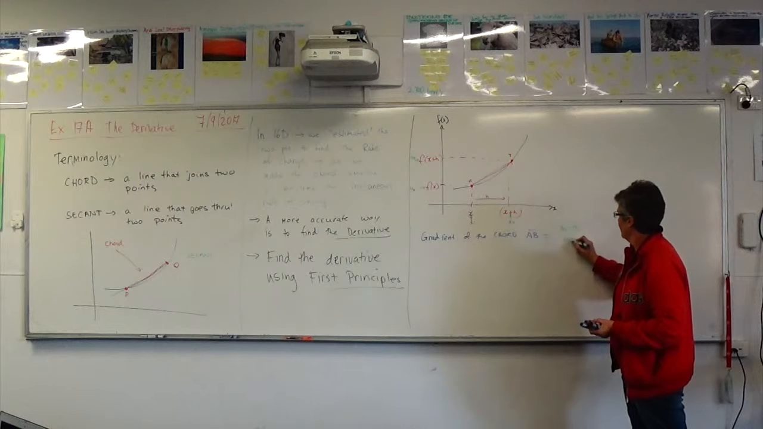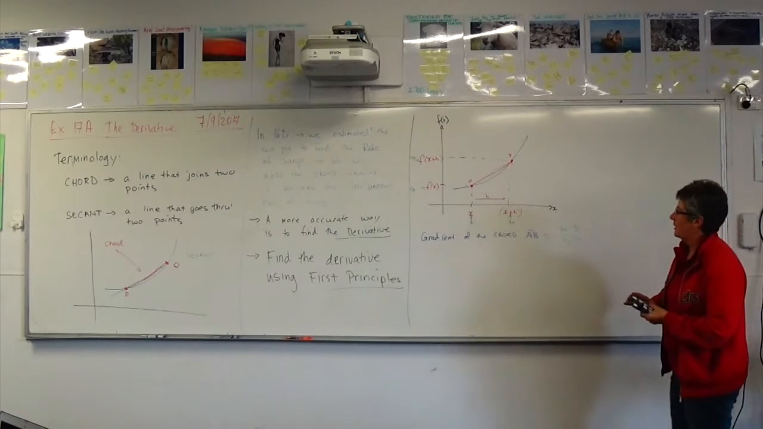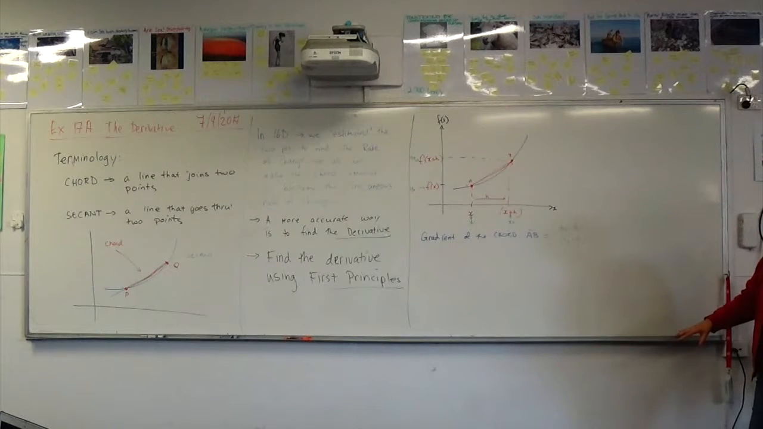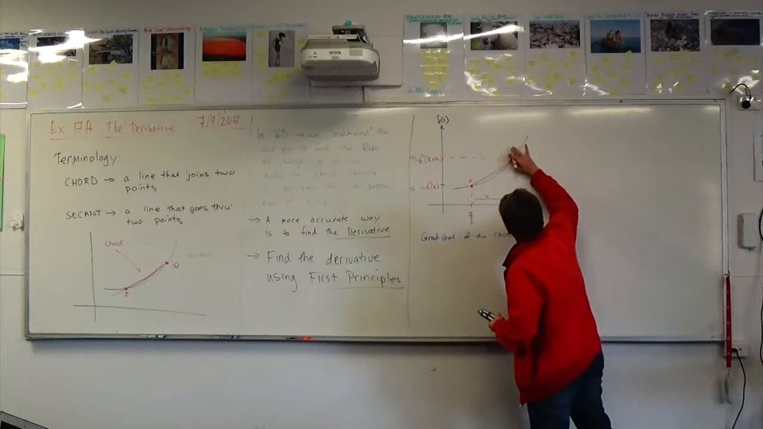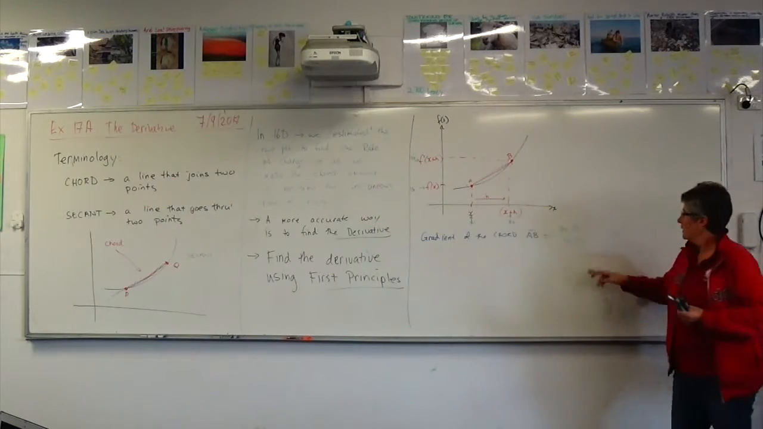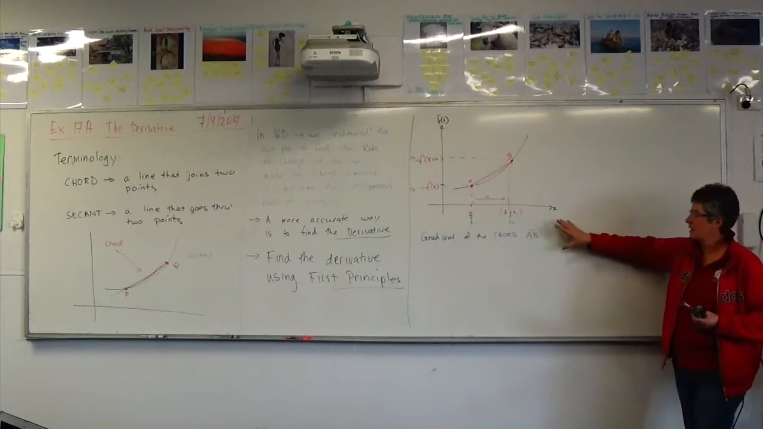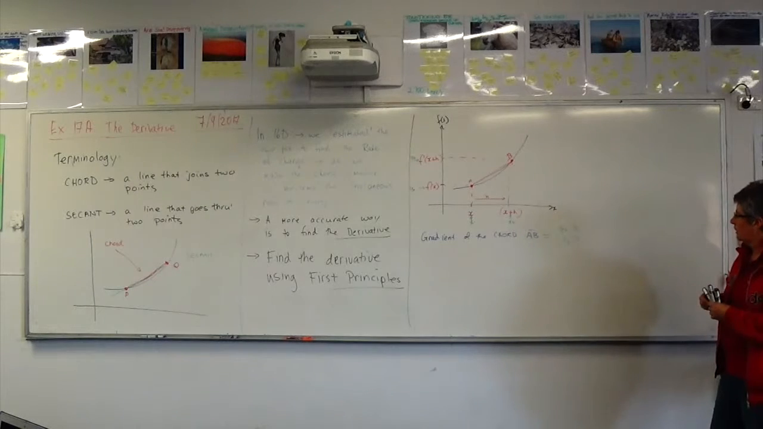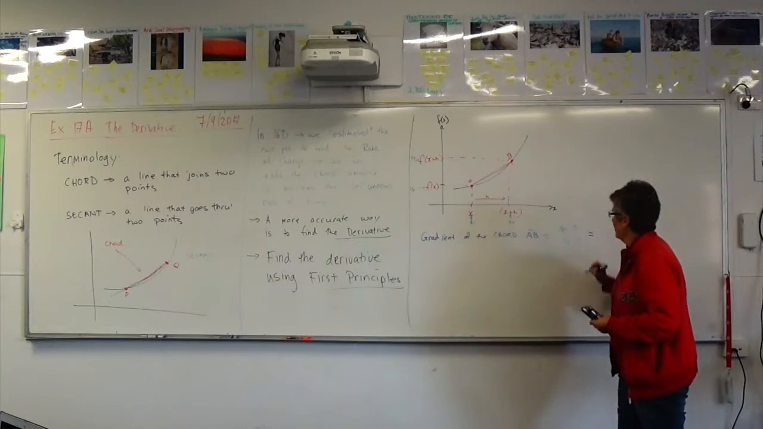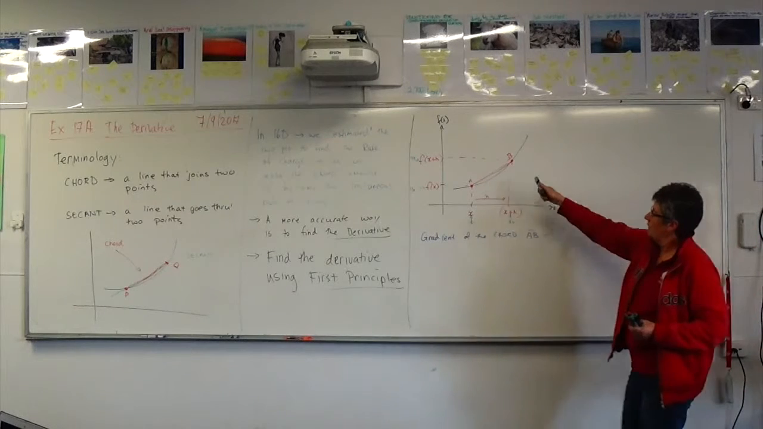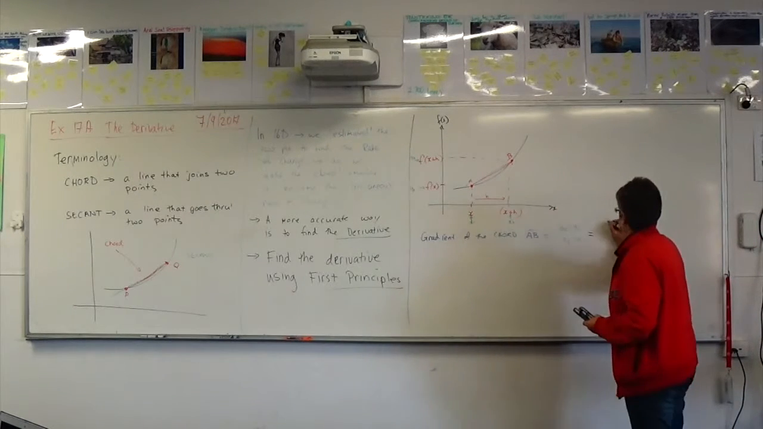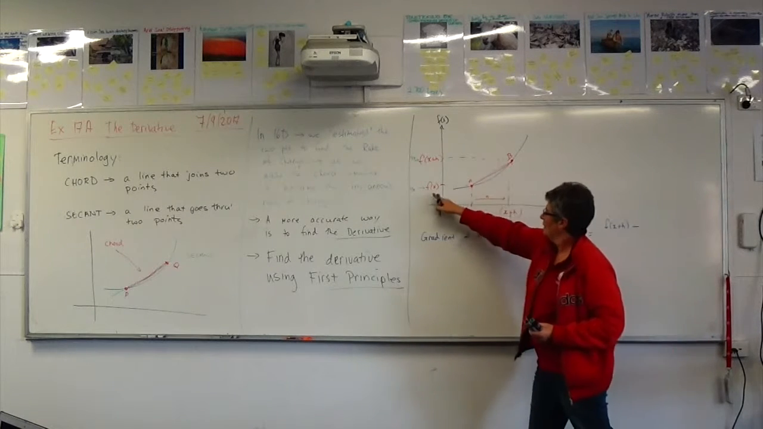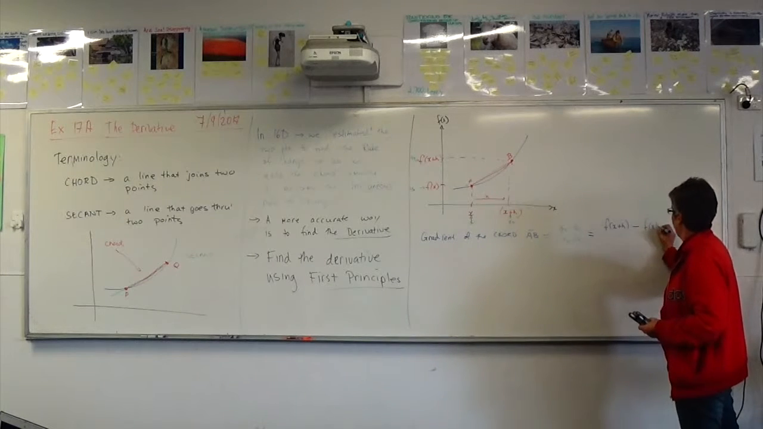I'm doing this in green because we're using f of x's, not really y's. So my y2, what's my y2? f of x plus h. We take away y1, which is my f of x.